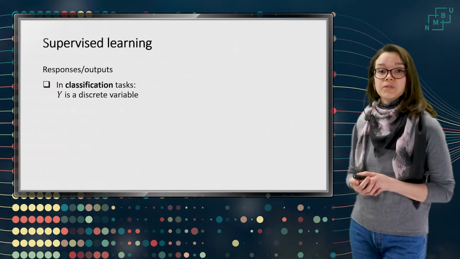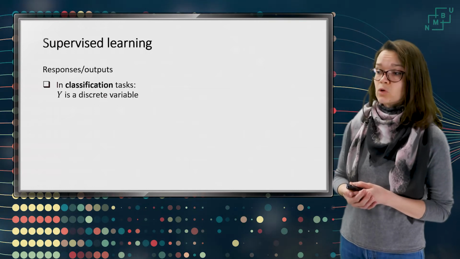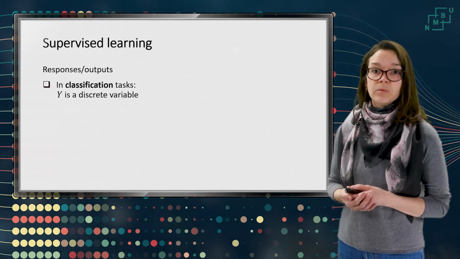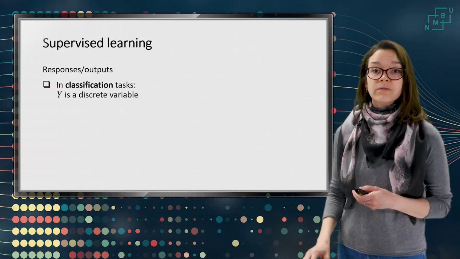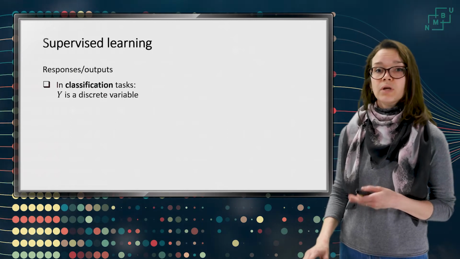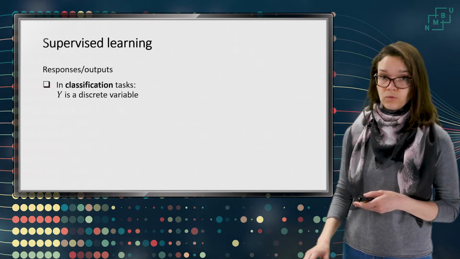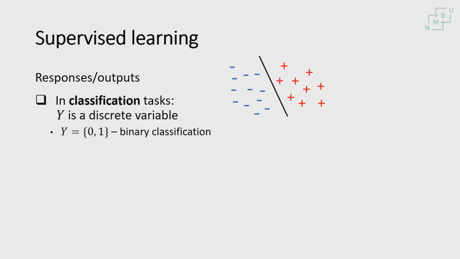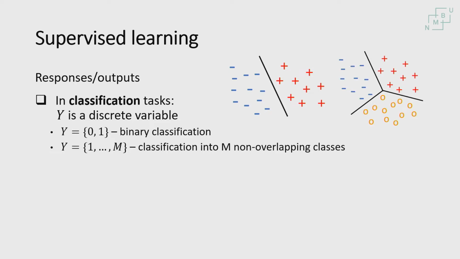When y is a discrete variable, the supervised learning problem is a classification problem. A discrete variable is, for example, a variable describing classes, like disease, or levels of some disease. In such a case, we are dealing with a limited number of groups. When we have just 2 classes, we have a so-called binary classification problem. So we need to discriminate 2 classes, for example. When we are dealing with more than 2 non-overlapping classes, that's a multi-class classification problem. As an example, 3 classes here.